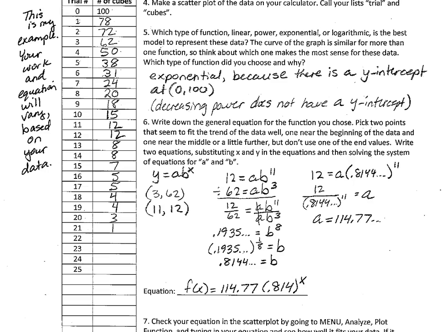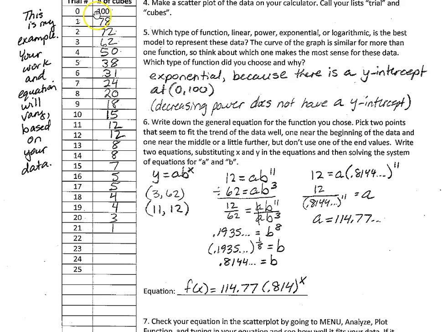This is an explanation of mathematical worksheet number 2, where we did the activity with the cubes simulating radioactive decay. When you write your equation for your cubes, remember you're going to select a couple of points, pick 2 points that seem to fit the trend of the data well, one near the beginning of the data and one near the middle or a little farther, but don't use one of the end values.